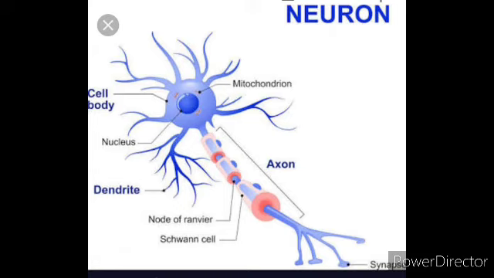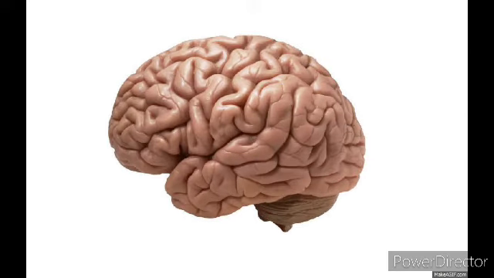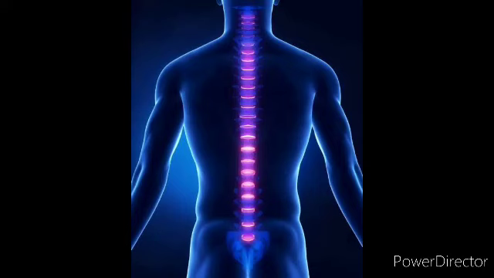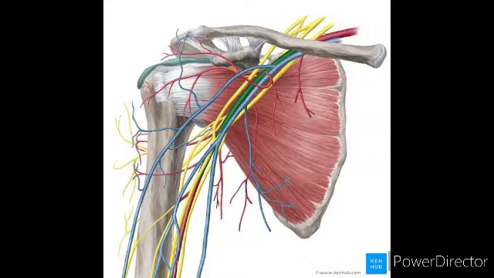Neurons join end to end to form nerve fibers. These nerves are richly supplied with blood vessels. Nervous tissue is found in the brain, spinal cord, and nerves.